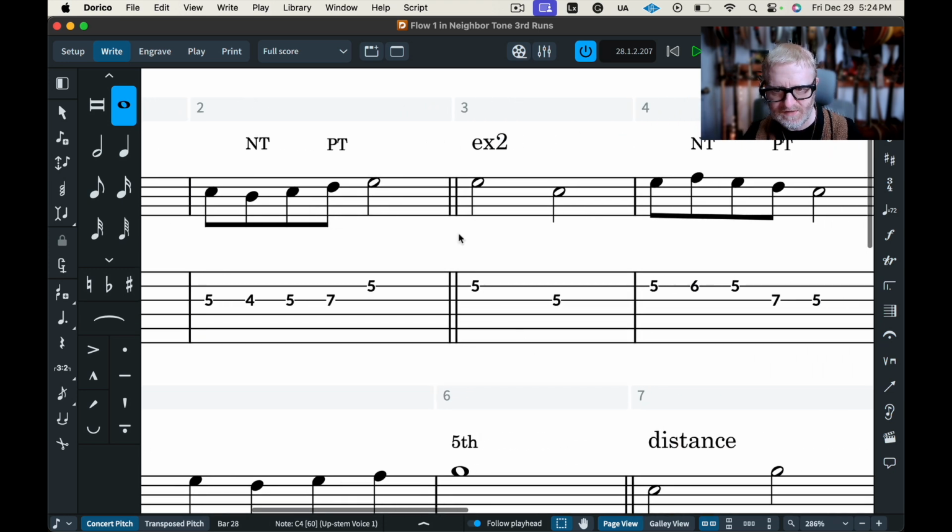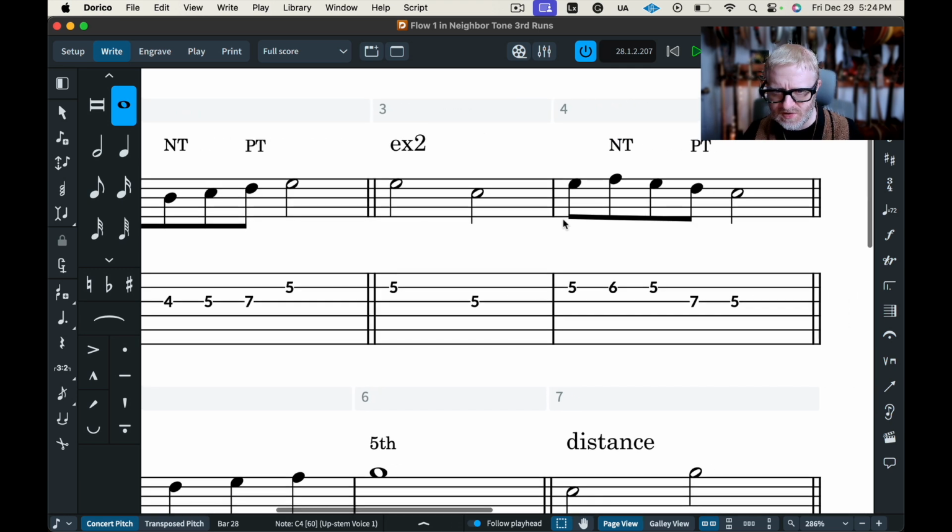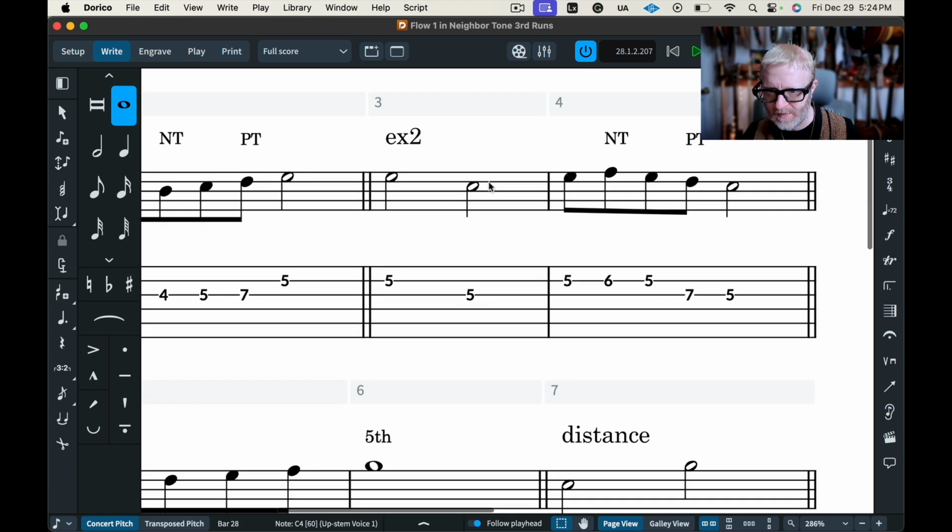Example 2, you see the first two notes, the E and C, which is our frame, I'm going down a third. Now, I used a neighbor tone, but in the opposite direction of example 1. I went E, F, E, D, C. You'll see the F is the neighbor tone, and the D is the passing tone.